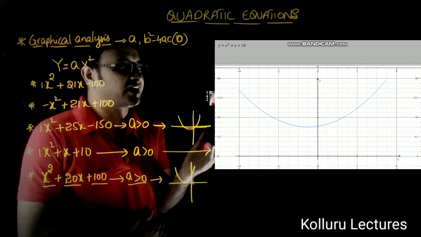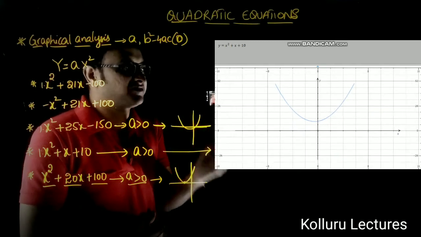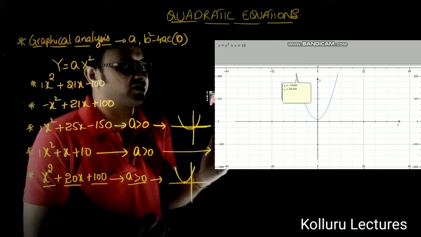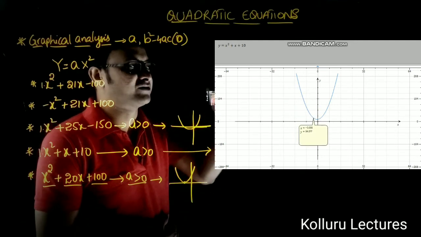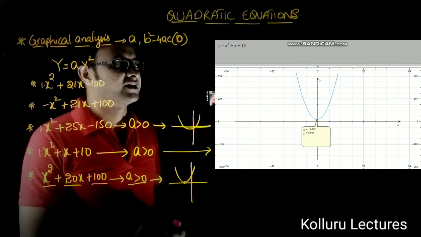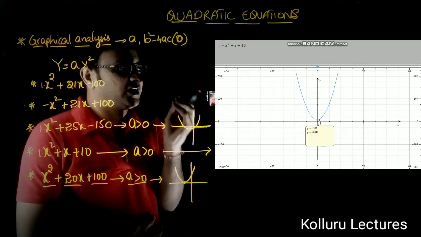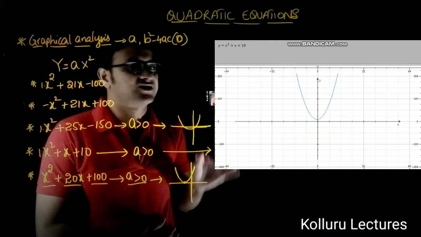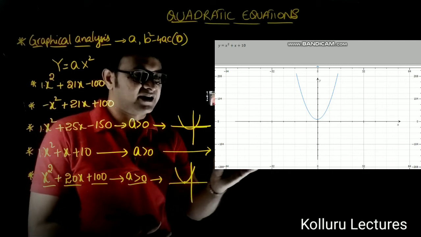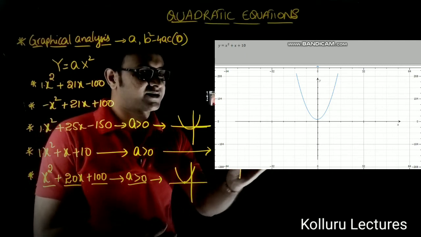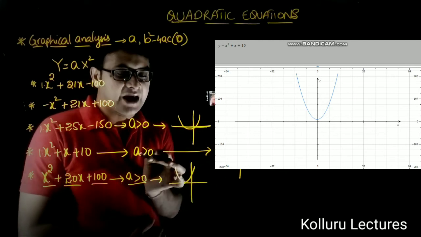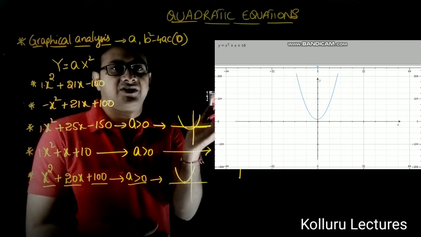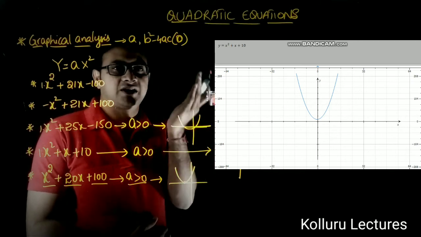It is lying above the x-axis, and I have started tracing also. Here you can see for different values of x I get different values of y, and it is purely a parabola. If I observe clearly, it has not intersected the x-axis and it has not touched the x-axis. It is maintaining some gap above the x-axis. As a is greater than 0, it maintains some gap between the x-axis and the graph, so it lies entirely above the x-axis.